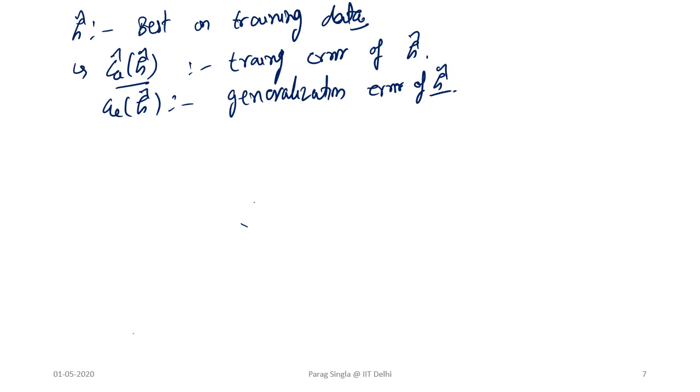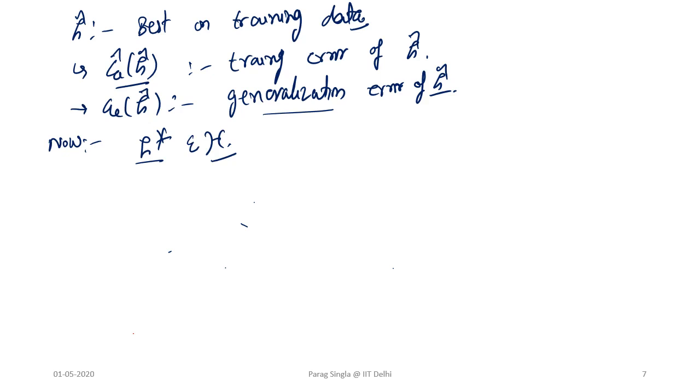In other words, we obtain a hypothesis h hat which does well on the training set. In fact, it does the best on the training set. But what we really care about is how well it does on the test set, or on unseen examples, which is exactly captured by the generalization error. Now let us assume that there is some hypothesis h star, which again belongs to our hypothesis class, and which is the overall best in terms of the generalization error.